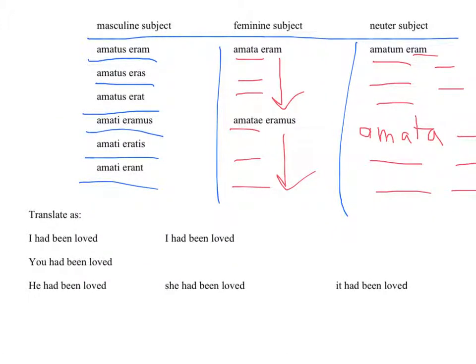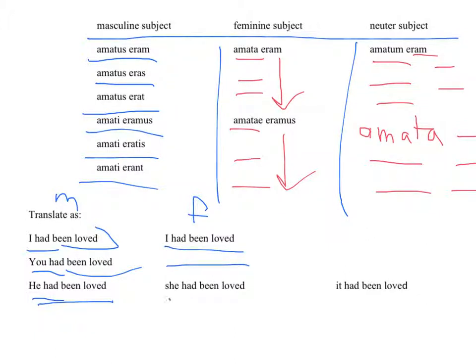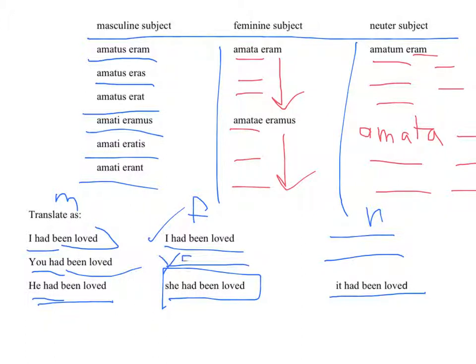The translation is just like you would do a pluperfect, except you're doing it in the passive voice. I had, that's the pluperfect in English, I had been loved, you had been loved, he had been loved, that's the masculine category. The feminine, I had been loved, you had been loved, she had been loved. And then the neuter, I had been loved, you had been loved, it had been loved. And of course, in the feminine variety, you know that the I, or the you, is a girl or a female of some sort. And in the masculine category, the I and the you are male subjects.